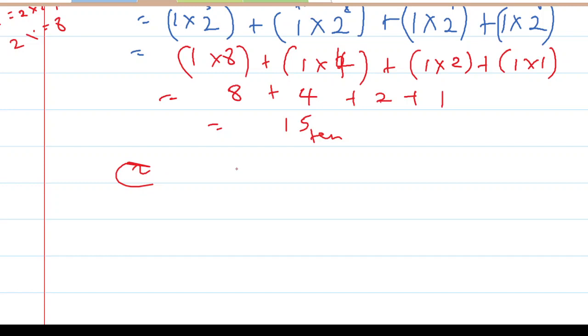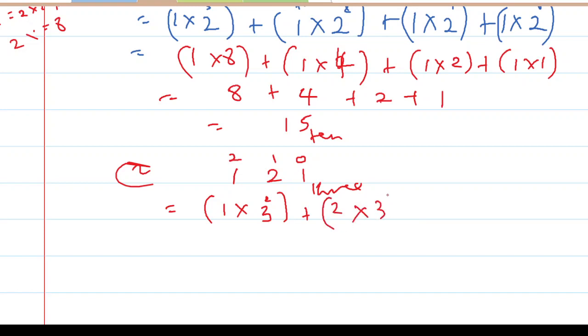Which is 121 base 3. So you follow the same approach. You start from your right hand side and you mark the digits from 0. Then you have 0, 1, 2. And you take it one by one. 1 multiplied by what is your base? 3, raised to the number you marked here, that's 2. Plus 2 multiplied by what is your base? 3, with what you marked it with, which is 1, and the last digit 1 times 3 raised to 0.